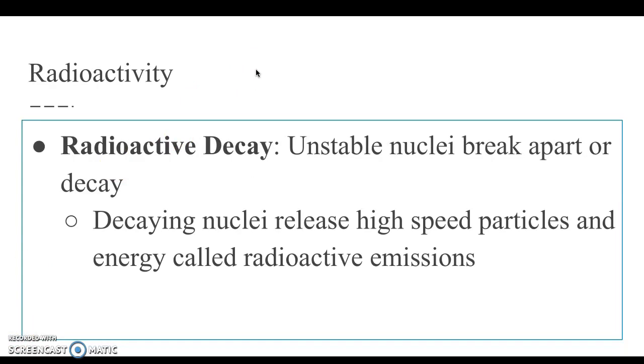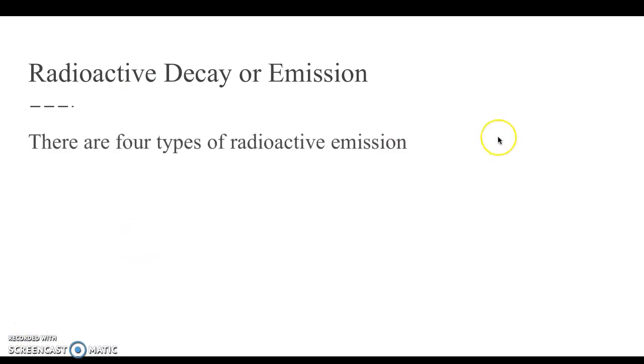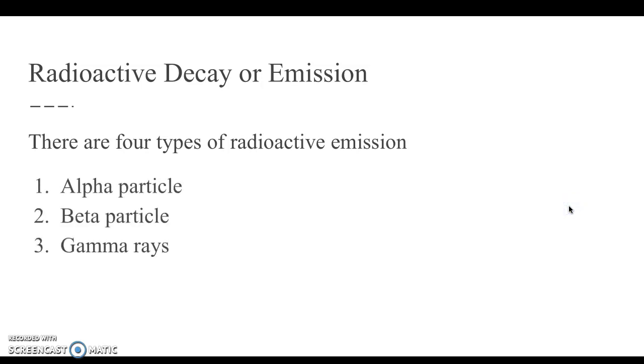Radioactive decay is when unstable nuclei break apart or are decaying. Decaying nuclei are going to release high-speed particles and energy, and we refer to that as radioactive emission. There are 4 types of radioactive decay or emission that you need to know. Some of it is listed in your reference table, which I'll show you in a second. But there's alpha particle decay, beta decay, gamma decay, and positron. These are the different particles that are released during radioactive emission.